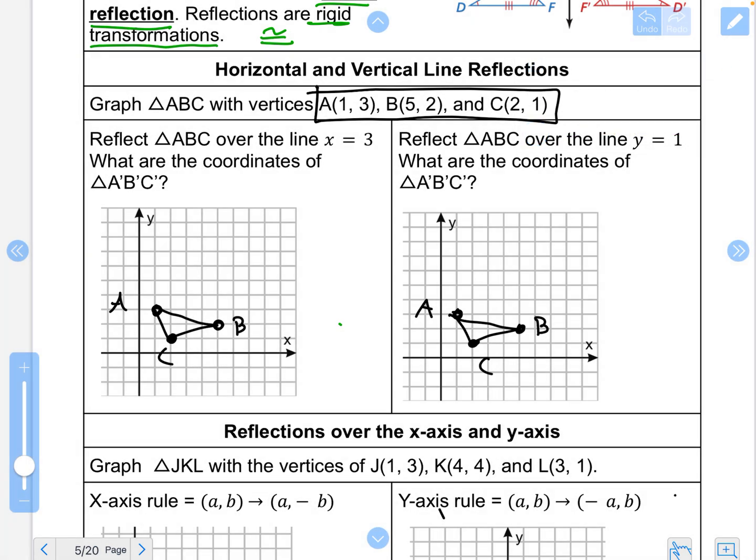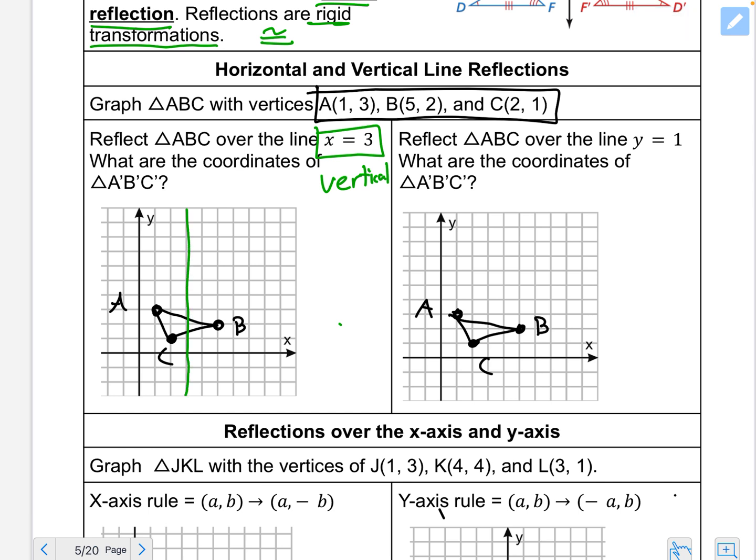This first one wants us to reflect it over x equals 3. If it's x equals, it's a vertical line. And so x equals 3 is this line right here. The other one wants us to reflect it over y equals 1, which is a horizontal line, which means our reflection is going to happen here.